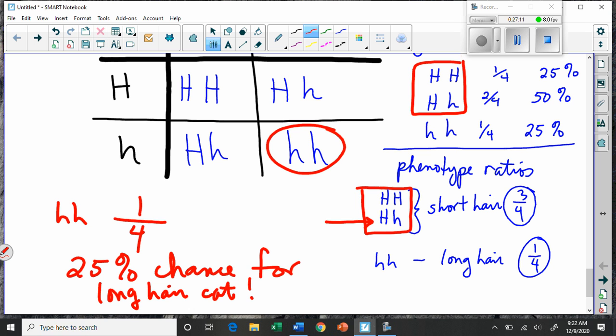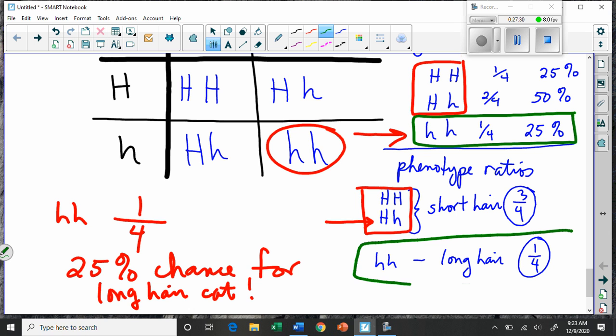Okay. But again, we did all this, we did the stuff over here just to kind of review how it works. And of course, we see the answer to the question is obviously right here. There's the genotype, right? 25%. But if you're looking for a long-haired cat, you wouldn't look at the genotype. You'd look at the phenotype ratio, because you're not asking what are the chances of getting a homozygous recessive cat, although it's the same thing. But you're asking for chances for long hair.